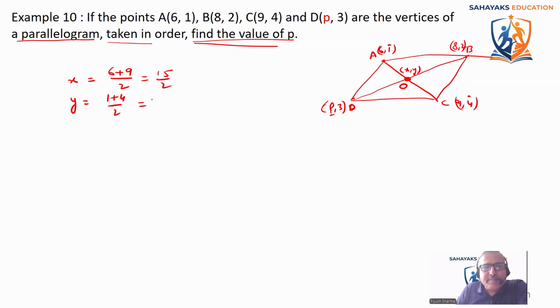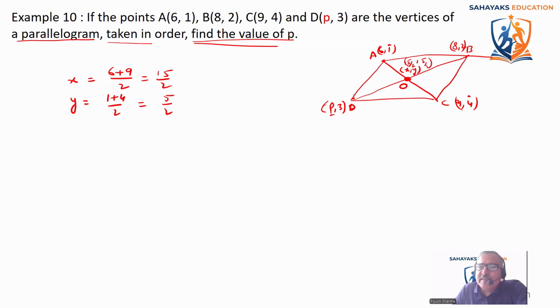Okay, finding the midpoint. Though we can find it with the other formula also, m1 x2 plus m2 x1 divided by m1 plus m2. We can find from that, but for finding the midpoint, it is easy. We can directly find it with this formula, x1 plus x2 by 2. Now it comes as 5 by 2. So this point x and y comes out to be 15 by 2, 5 by 2.